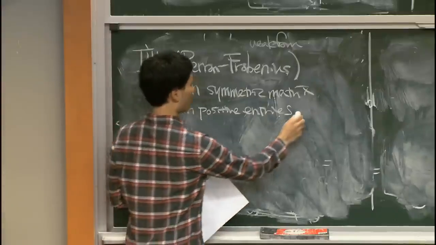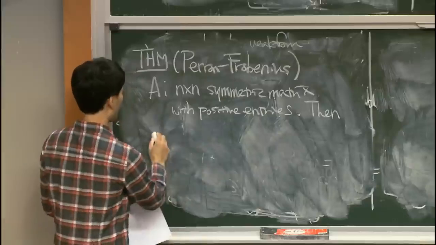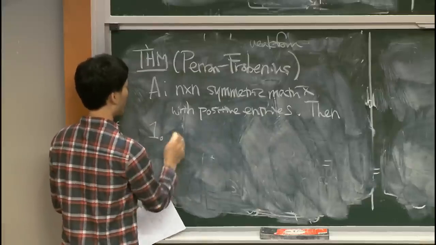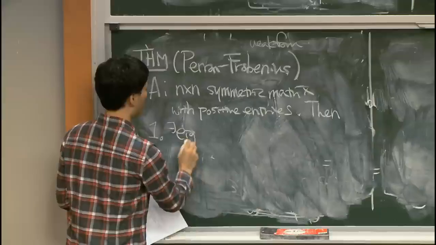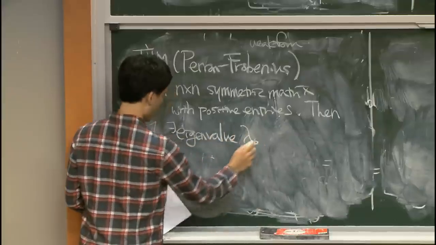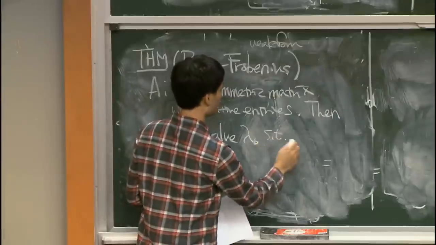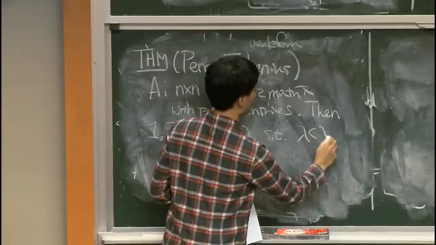Then, there are a few properties that they have. First, there exists an eigenvalue. There exists the largest eigenvalue, lambda 0, such that lambda is less than lambda 0.